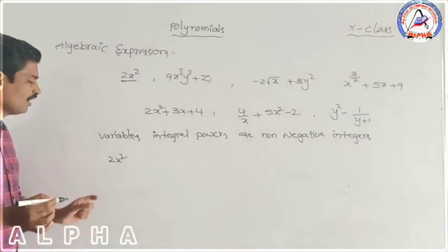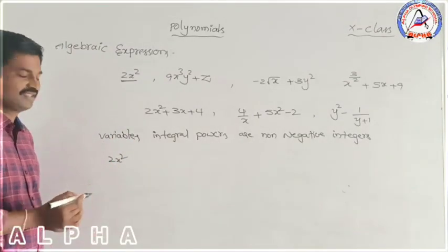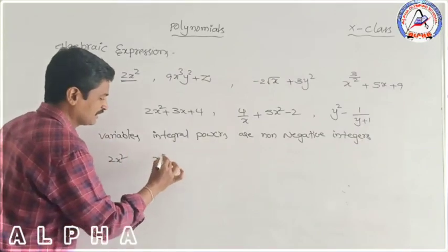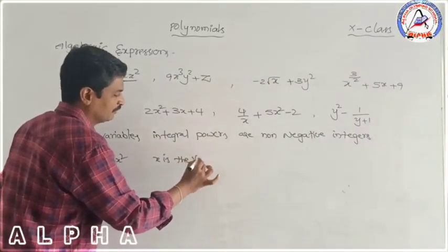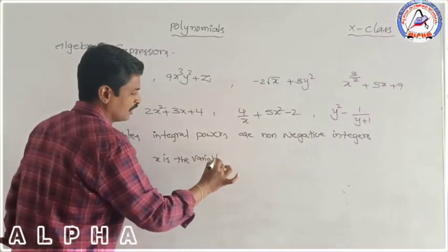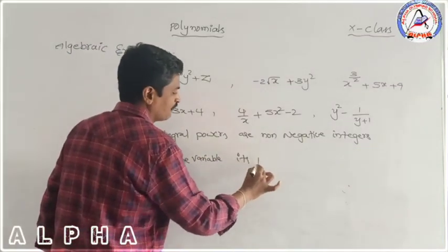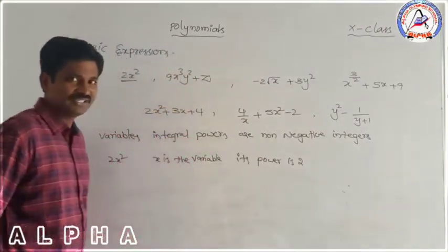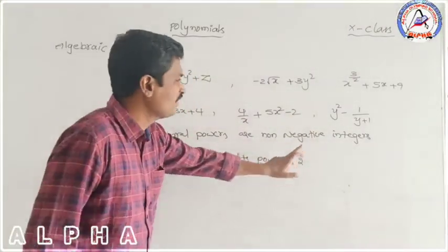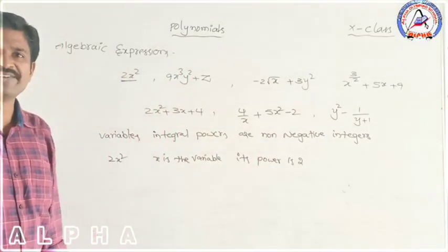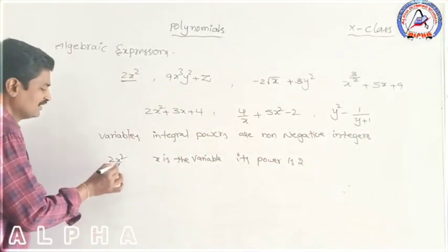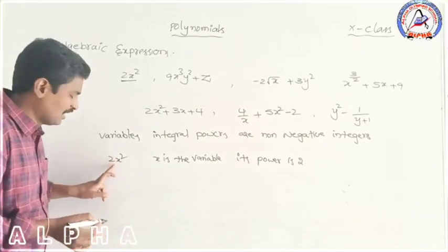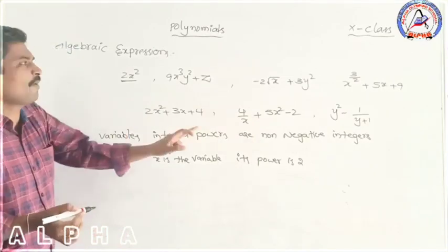Suppose the first expression is 2x squared. What is the variable involved in this expression? x. x is the variable, and its power is 2. 2 is a non-negative integer. So this expression is a polynomial. It is an algebraic expression and also a polynomial.